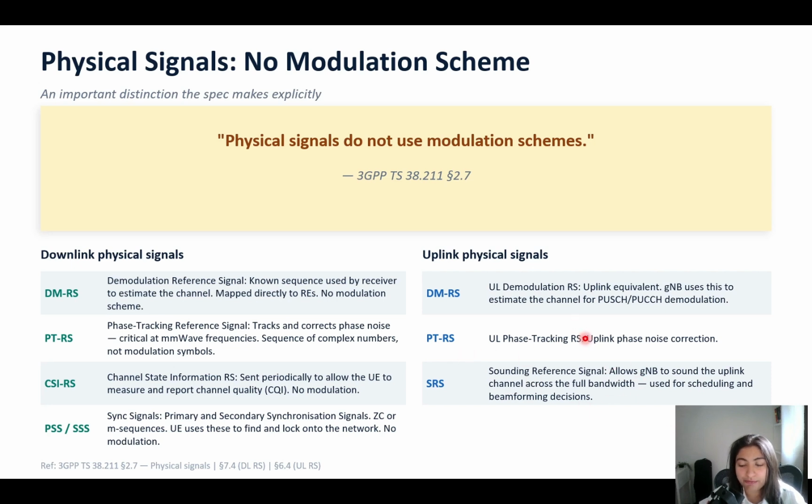Then we also have the sounding reference signal. This is the mechanism by which the gNB, the base station, learns about the uplink channel across the full bandwidth. This is critical for frequency selective scheduling and massive MIMO beamforming decisions. None of this goes through any modulation scheme. They are just infrastructure, just scaffolding to make data modulation and demodulation as reliable as possible.